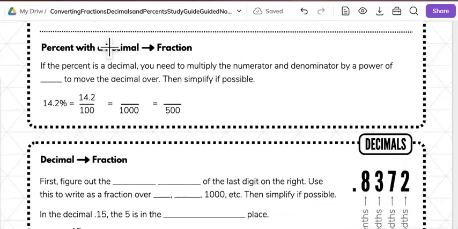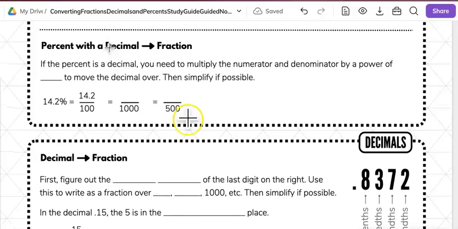Now let's say you want to change a percent with a decimal to a fraction. If a percent has a decimal, you need to multiply the numerator and denominator by the power of 10 to move the decimal over, then simplify if possible. So if I have 14.2%, I do 14.2 over 100. What I'm going to do is multiply this by 10 and multiply this by 10. So I get 142 over 1,000. Then if I divide these both by 2, and you can, again, simplify it in your calculator, I get 71 over 500.